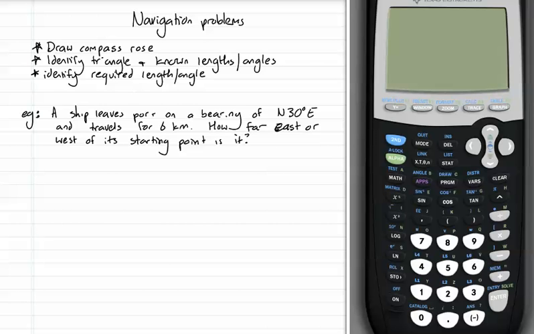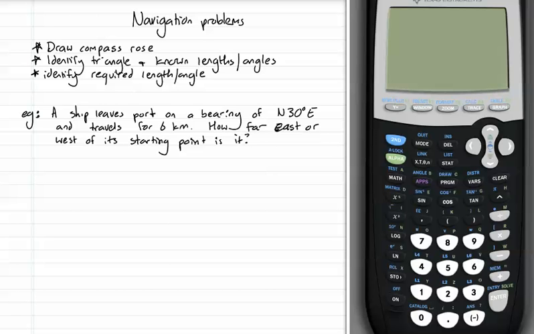Navigation problems in trigonometry. I'm just starting into an example here. A ship leaves port on a bearing of north 30 degrees east and travels for 6 kilometers. How far east or west of its starting point is it by the end of its trip?